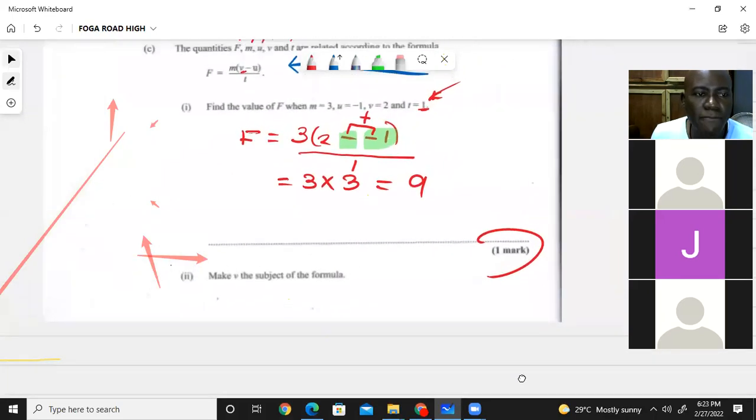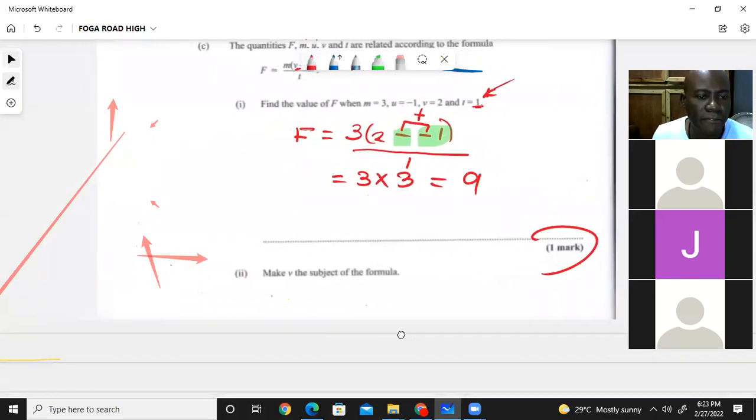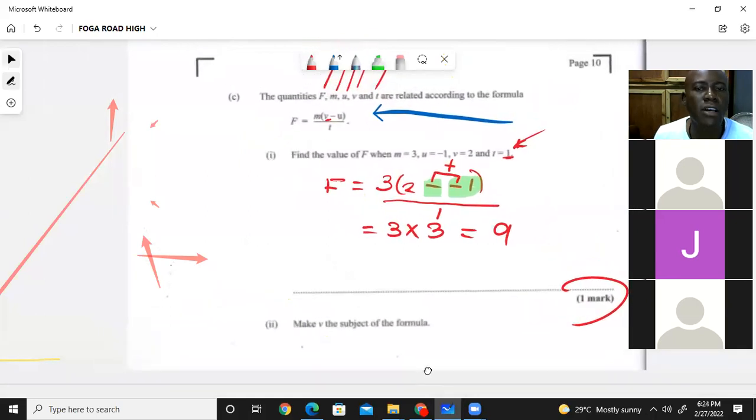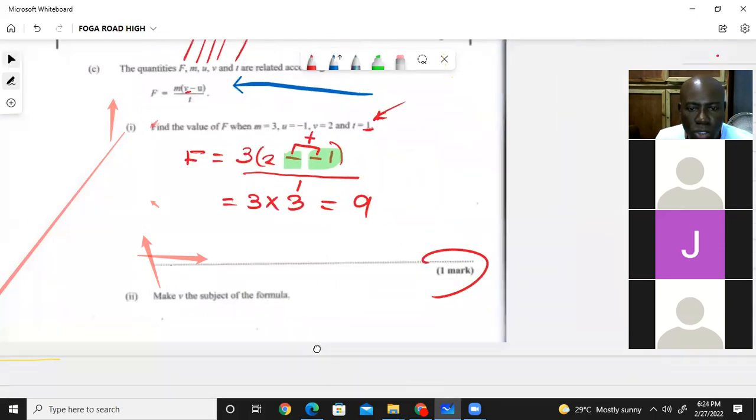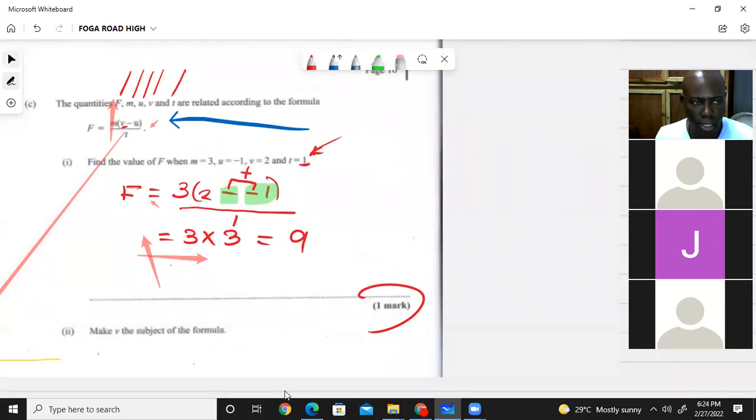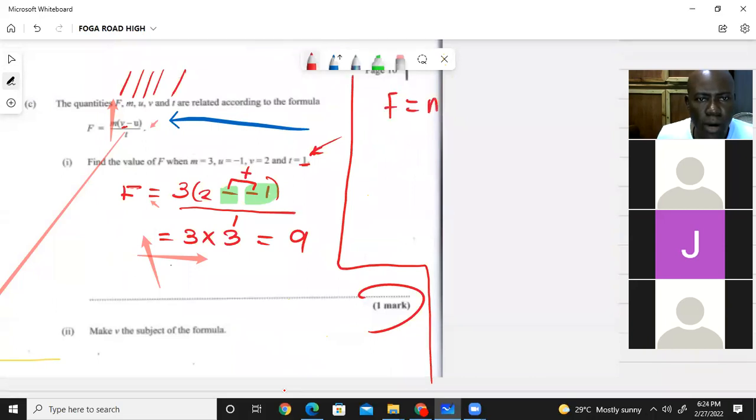All right. The follow-up question now says make V the subject. So making V the subject, in other words, the intention is that we're going to transpose so that V is alone. You can put it right here. So it's F is equal to M open bracket V minus U over T. All right. We want to make V the subject. And you're noticing that V is in a bracket. Not only that, we have a fraction here.